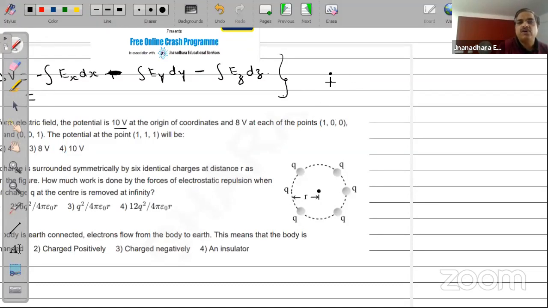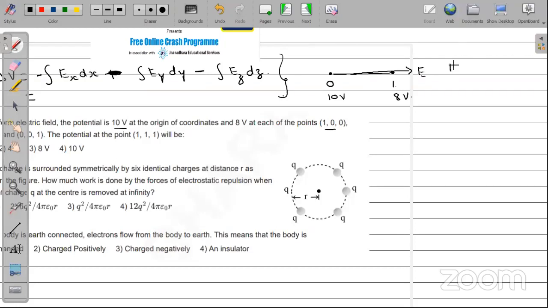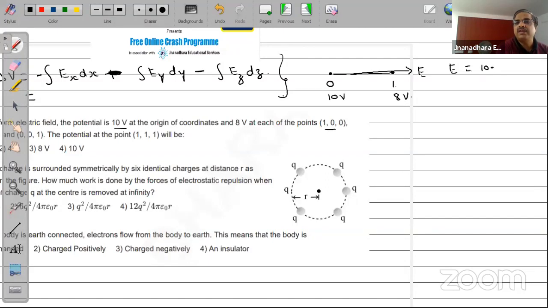So let me take this as origin. Look at this point (1,0,0). Where is (1,0,0)? It's on the x-axis. It's at this point. The potential is 10 volts here and 8 volts here. Now you can immediately say that there must be an electric field here in this direction. And this electric field must be given as 10 minus 8 divided by the distance between the two, which is 1 meter according to this problem. And therefore, this should be equal to 2 Newton per coulomb. So Ex, I'll call it as Ex.